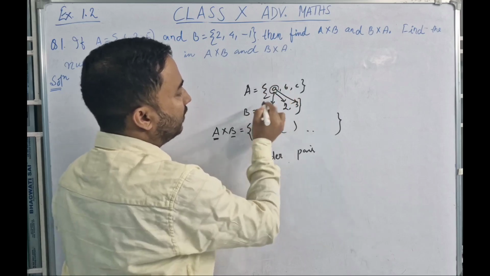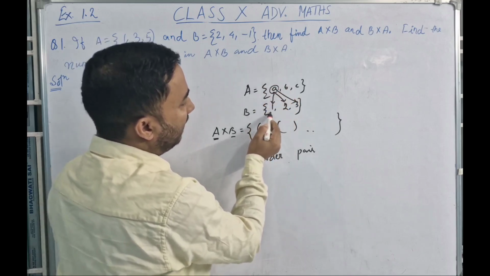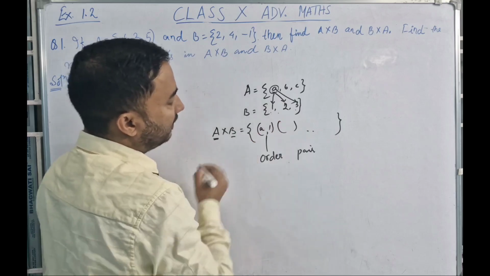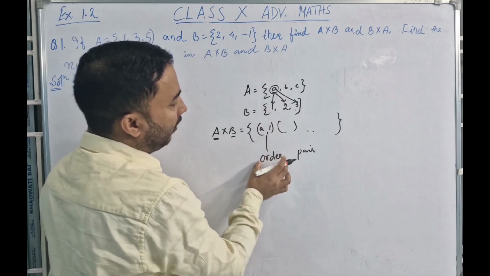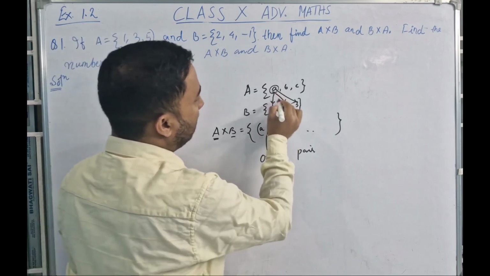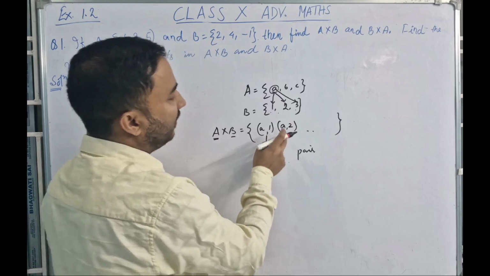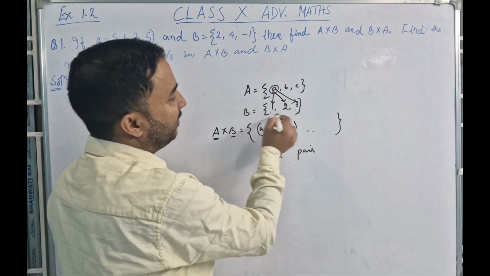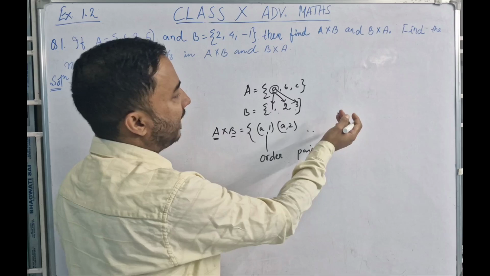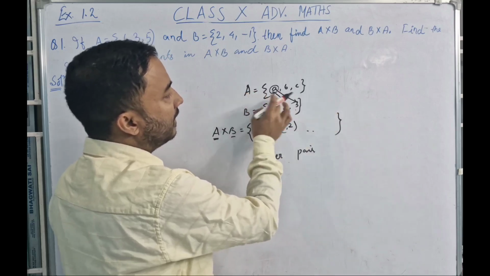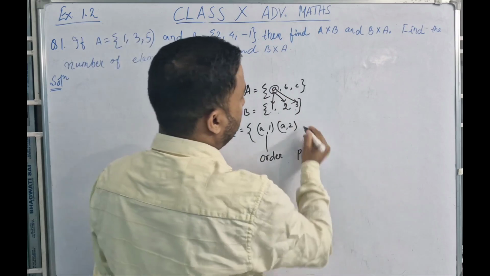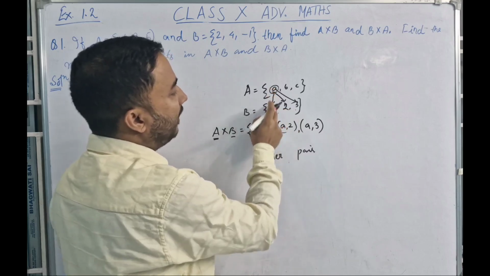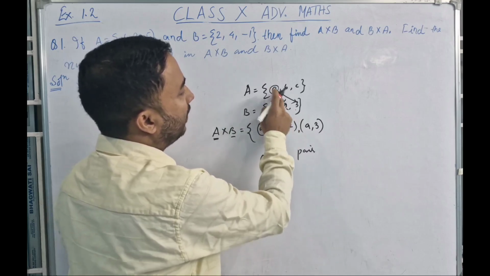For the first element, we have to take every element of the set B with the first element of the set A, and we write it in this bracket. So this is called an ordered pair. Then we write (a, 2). That means the first element of the set A will come with every element of the set B. Then we have to check whether any other elements are left in the set A or not. Since we have three elements in the set B, 1, 2, 3, with a we should write (a, 1), (a, 2), (a, 3).